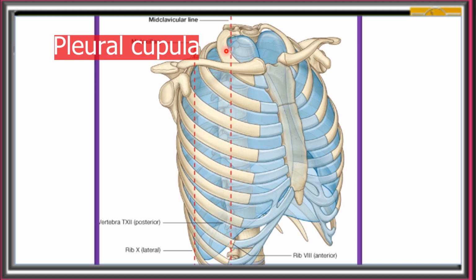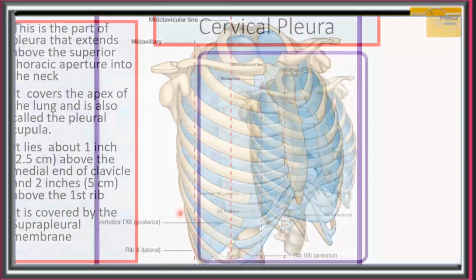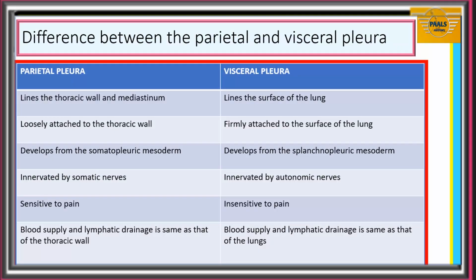This part lies about 1 inch, which is about 2.5 cm, above the medial end of the clavicle. Here is the clavicle. Now this part is about 2.5 cm above it, and then also about 2 inches, that is 5 cm, above the first rib. That's the first rib, and it's about 5 cm above the first rib, and then 2.5 cm above the medial aspect of the clavicle.